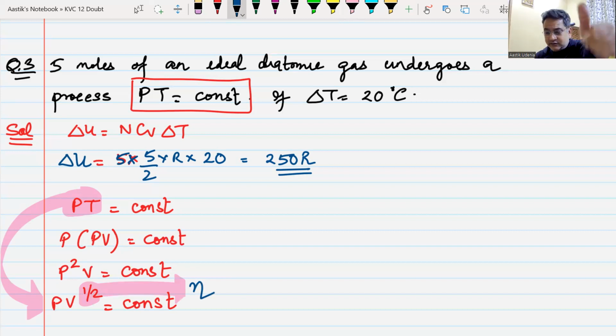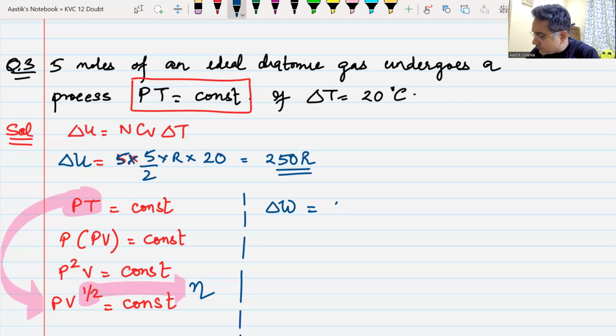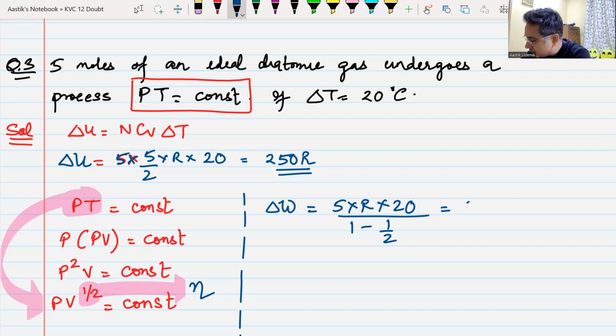We get this or no? Yes, sir. Once I get the value of eta as half, everything becomes very simple. Delta W can be written as N is 5, R is R, change in temperature is 20 degrees Celsius, divided by 1 minus eta, so 1 minus half, and you get your answer. How much are you getting? 200 R, sir.